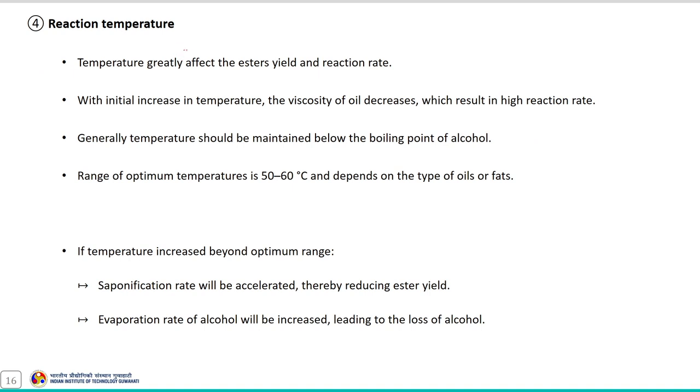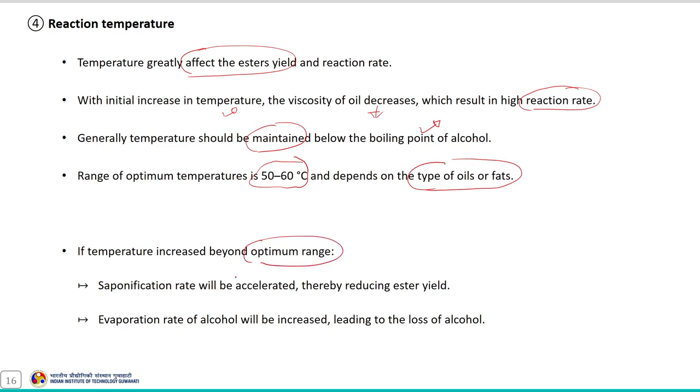Similarly, the reaction temperature also greatly affects the ester yield and the reaction rate. With increasing temperature, the viscosity of the oil decreases, which results in a higher reaction rate. Generally, the temperature should be maintained below the boiling point of the alcohol being used for the transesterification process, and the range of optimum temperature is 50 to 60 degrees Celsius, and it also depends on the type of oils and fats being used. In case the temperature increases beyond this optimum range, then the saponification rate will be accelerated, thereby reducing the ester yield.